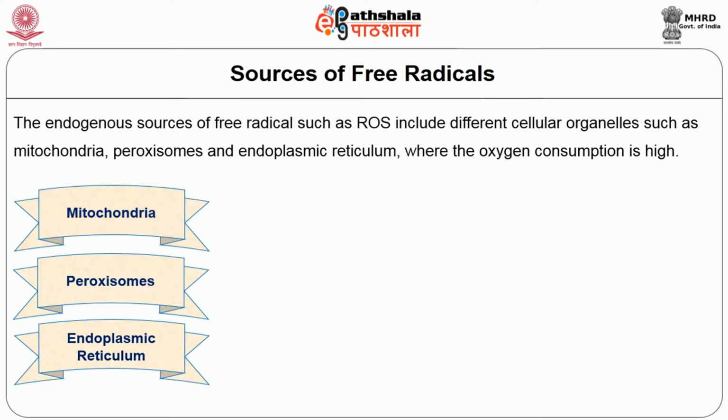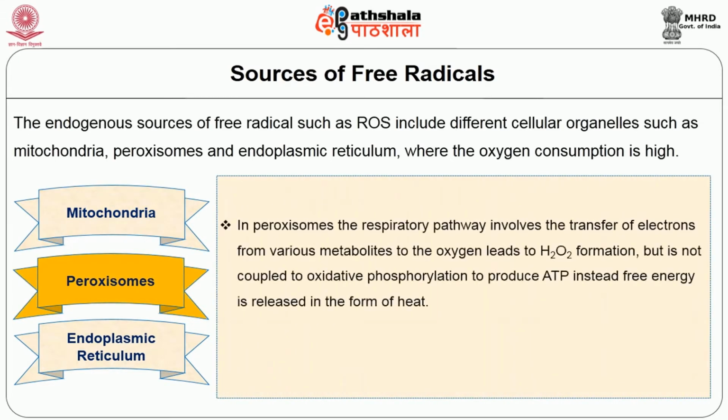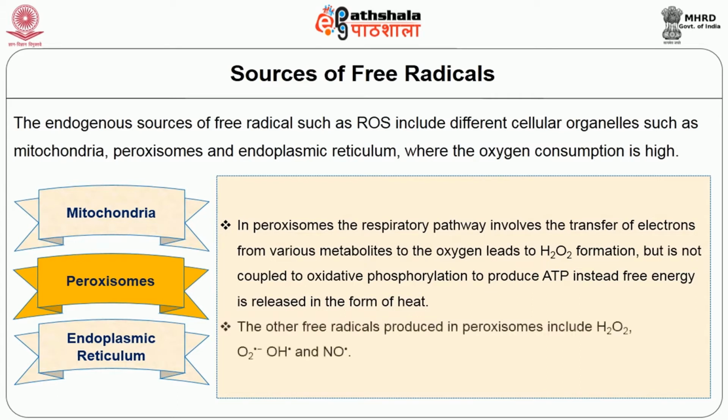The other mitochondrial components which contribute to the formation of reactive oxygen species include monoamine oxidase, alpha-ketoglutarate dehydrogenase and glycerol phosphate dehydrogenase. Coming to the peroxisomes, the respiratory pathway involves the transfer of electrons from various metabolites to the oxygen, leading to hydrogen peroxide formation, but is not coupled to oxidative phosphorylation to produce ATP. Instead, free energy is released in the form of heat. The other free radicals produced in peroxisomes include hydrogen peroxide, superoxide anion, hydroxyl radical, and nitric oxide.